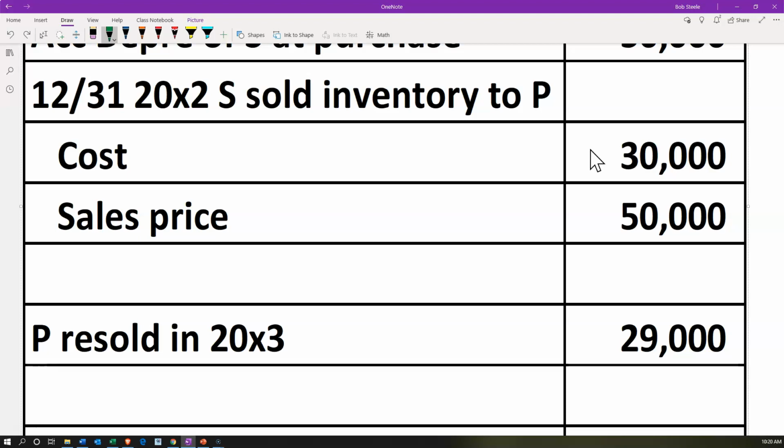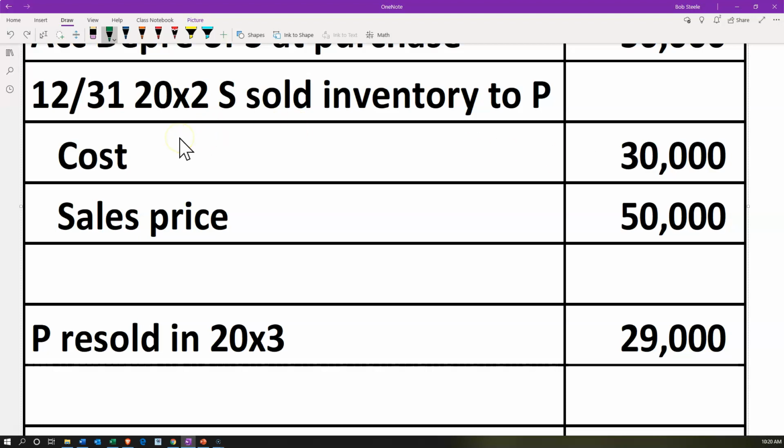Another thing that could happen, however, is that we could have a sale that happened in the prior year, and we usually assume that all the inventory was then sold in the current year, because we would assume that the inventory that was intercompany sales in the prior year got sold by the purchaser in the current year. So that may not always be the case, of course.